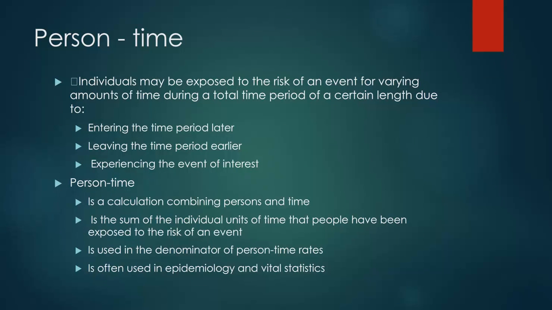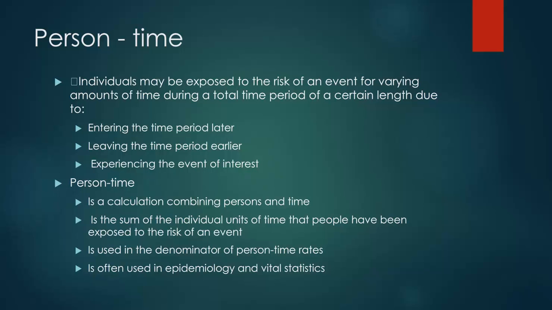An important concept that came out in that last example was the concept of person time. As you'll notice, our hepatitis A cases were described as an average annual rate per 100,000 person years. This is a very important concept that we must wrap our heads around. Individuals may be exposed to the risk of an event for varying amounts of time during a total time period of a certain length, due to things like entering the time period later, leaving the time period earlier, or when they experienced the event of interest.